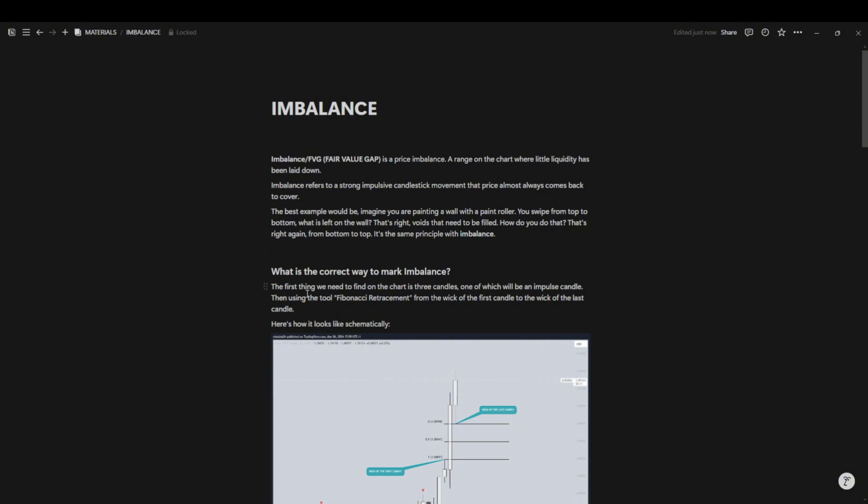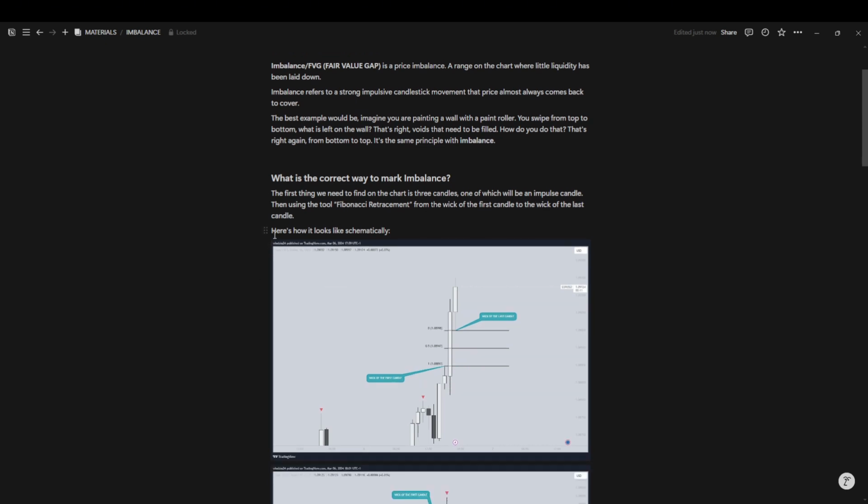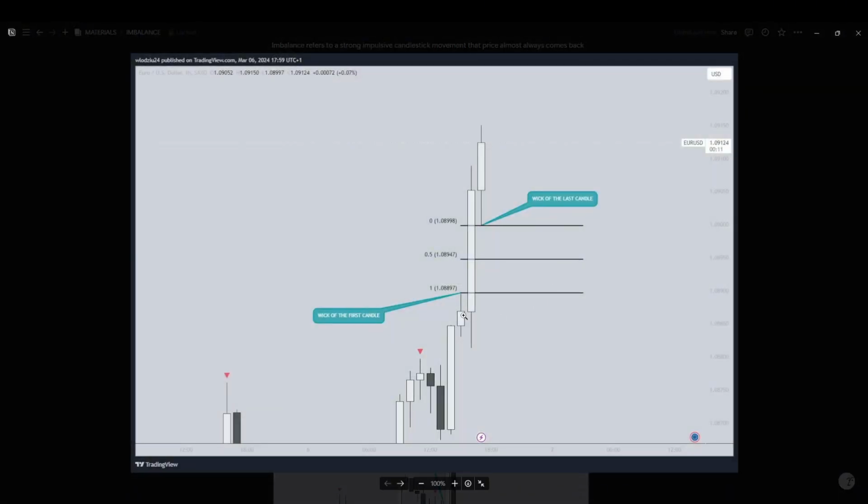What is the correct way to mark the imbalance? The first thing we need to find on the chart is 3 candles, one of which will be an impulse candle. Then we use the Fibonacci retracement tool from the wick of the first candle to the wick of the last candle. Here's how it looks schematically. Okay, so first candle, second is the impulsive one, third candle, and we use the Fibonacci tool from the higher wick of the first candle to the lower wick of the third candle. And this area is exactly our imbalance.